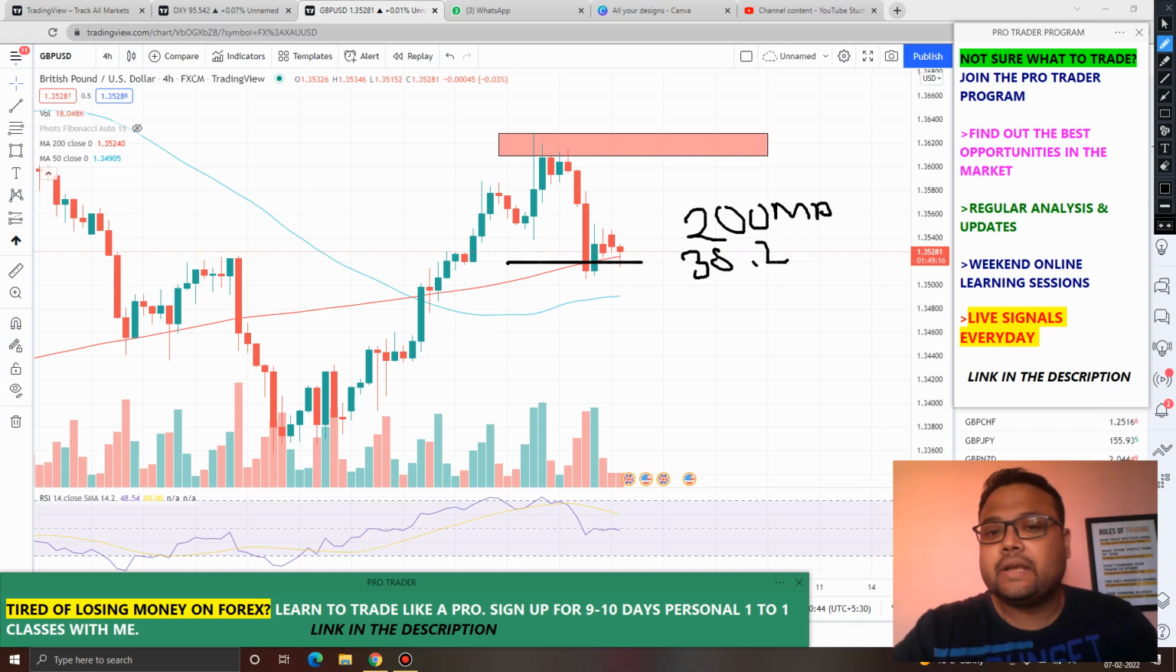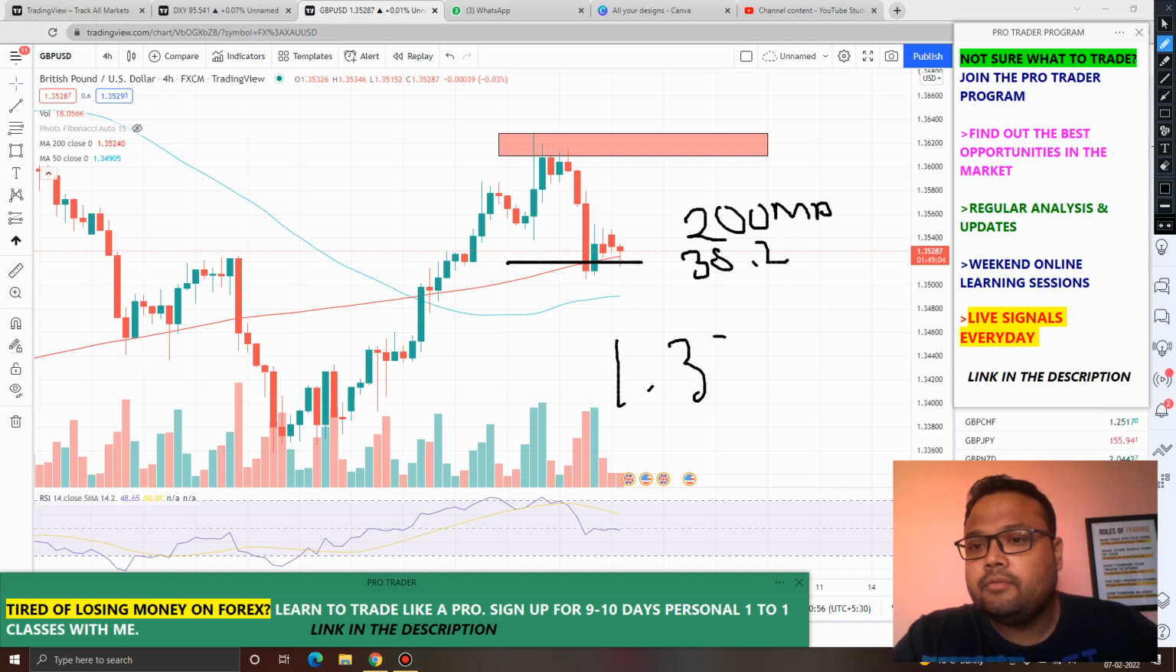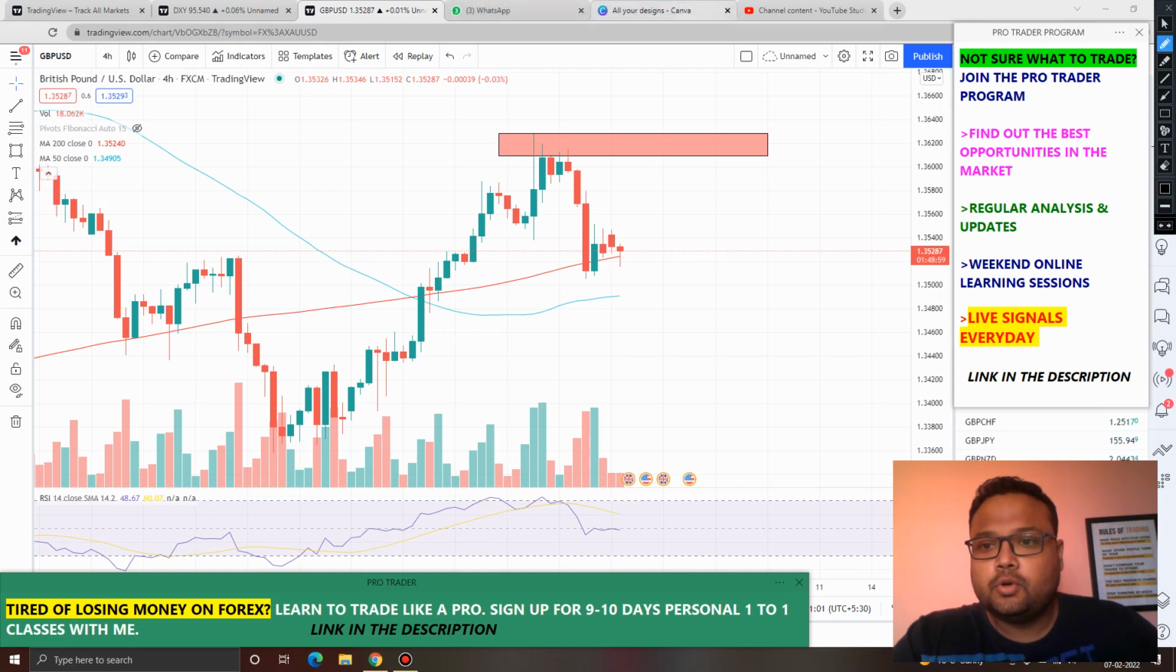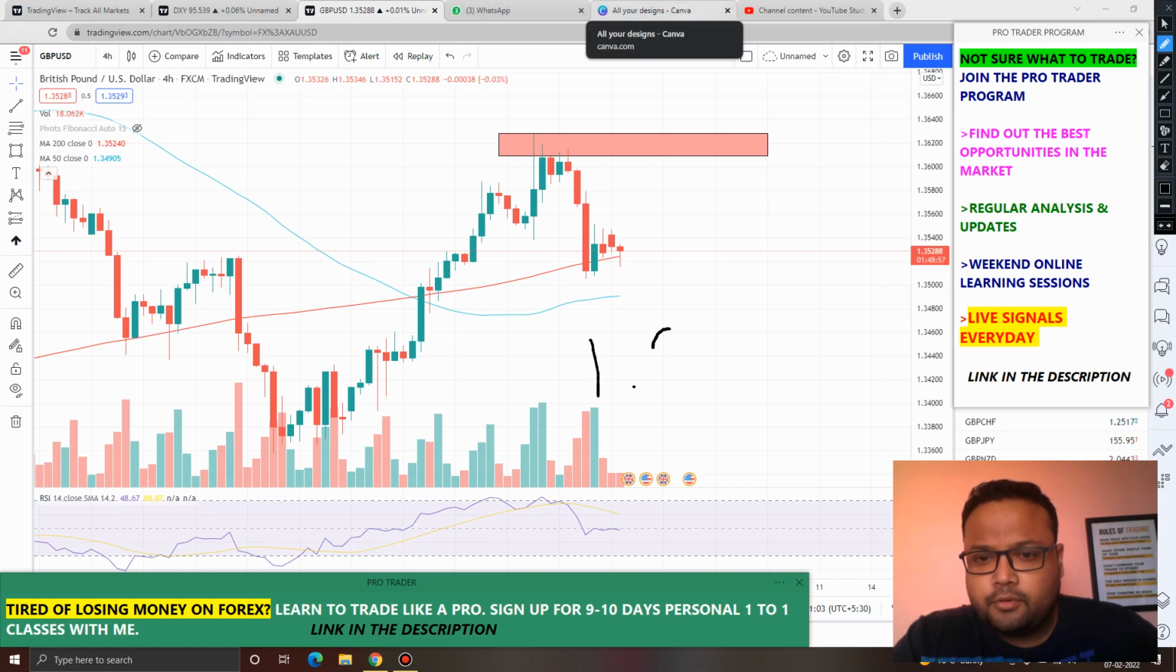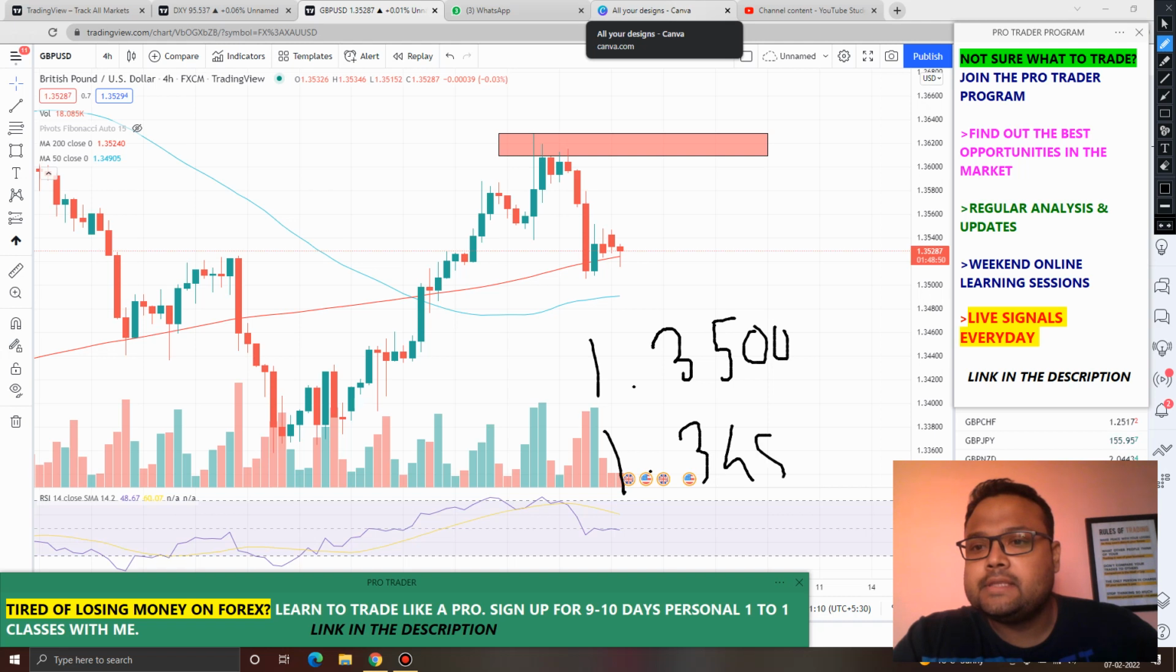But otherwise, I will request you that in comparison to this level, you can wait for some time, and there is a possibility of the market coming down to the level of 1.3500. Okay, around this level or around the 1.3480 level, we have a very strong support here. Why do we have a strong support here? Because we have the 50 moving average period coming up.